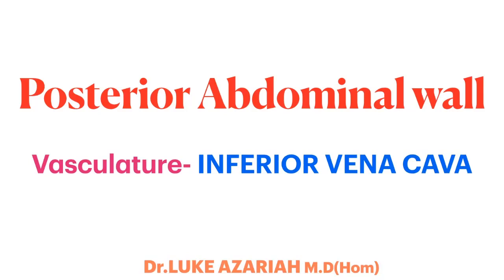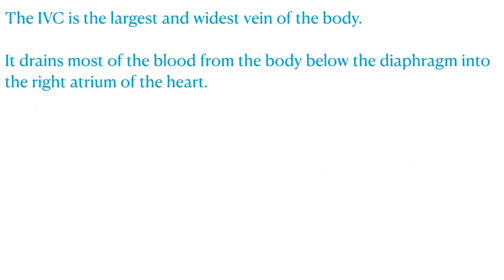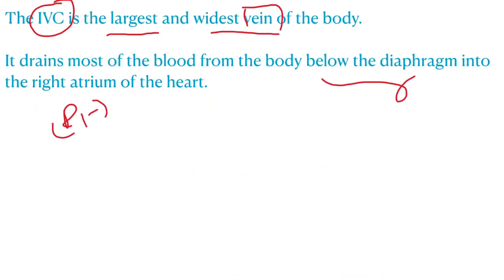We are dealing with the vasculature of the posterior abdominal wall. Today we'll look at the inferior vena cava. The inferior vena cava, or IVC, is the largest and widest vein of the body. It drains most of the blood from the body below the diaphragm into the right atrium of the heart.